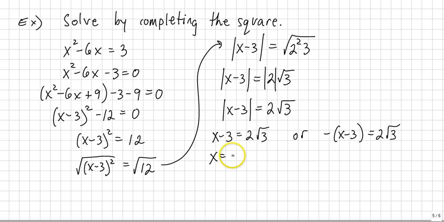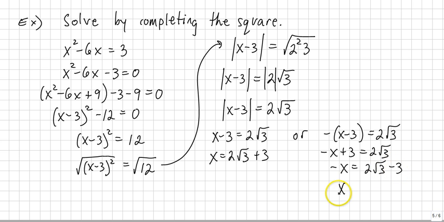So if we add 3 to the other side, we get 2 square root of 3 plus 3. If we distribute the negative, subtract 3 from both sides, divide everything by negative 1, we get our two solutions that we were looking for.